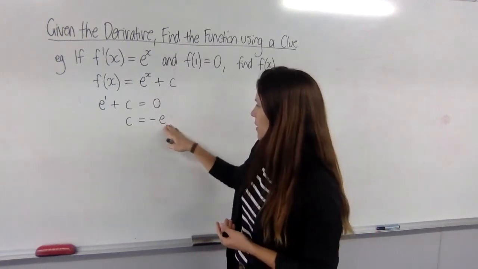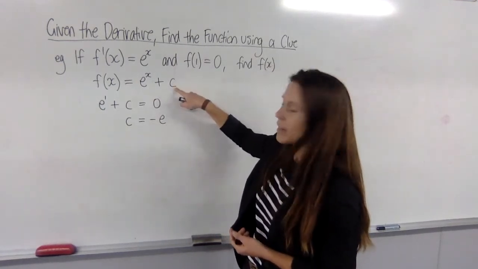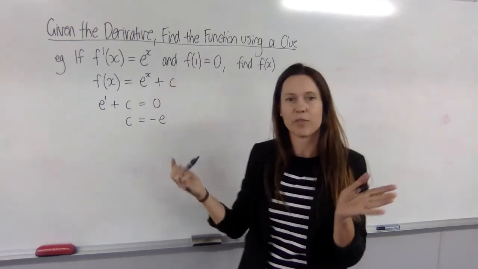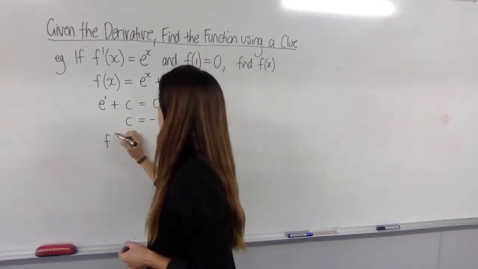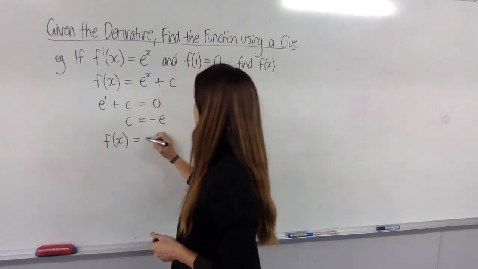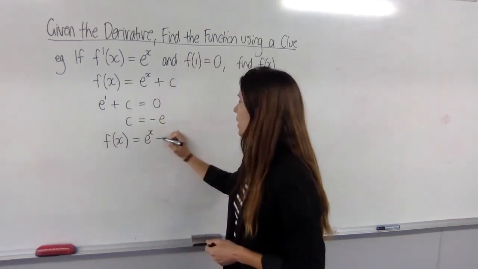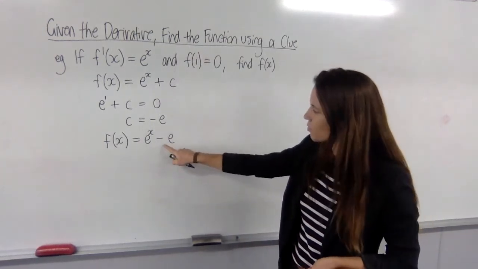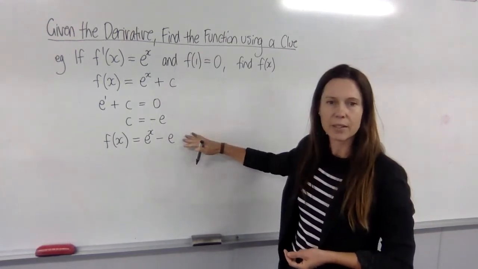What do we do now with our c? We sub it back in here. So instead of writing this as a bit of an embarrassing unknown, we can say, look, we've found out what it is now. We can actually write the function properly. It's e to the x minus e. I could have added negative e, but I think it's neater to just write minus e. And this now is our function.